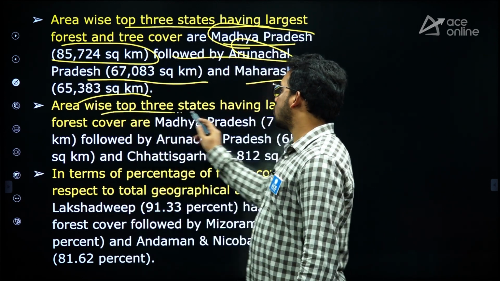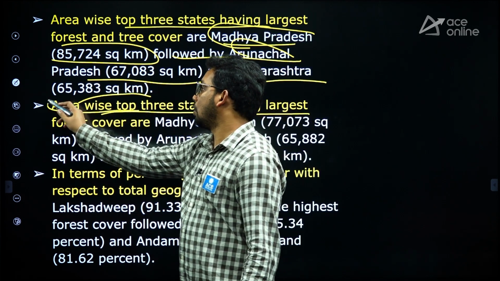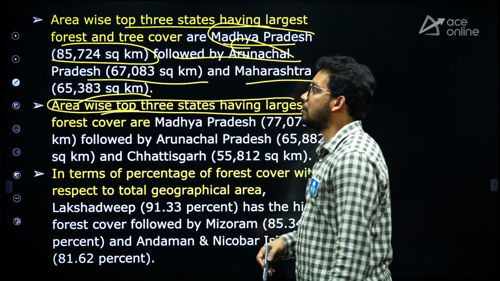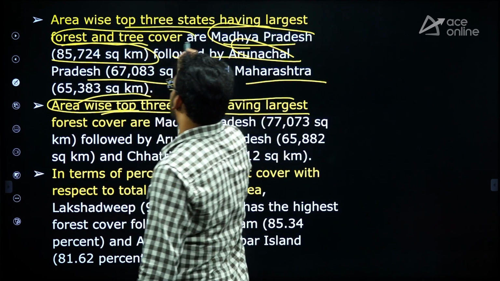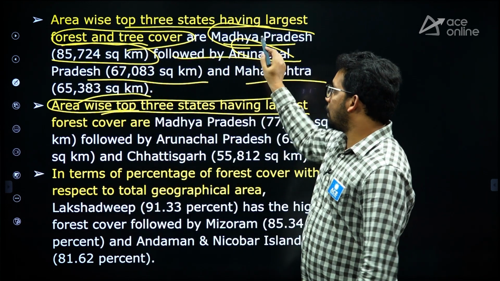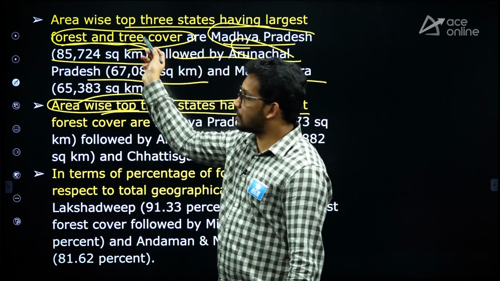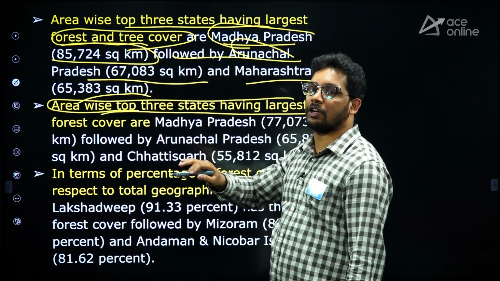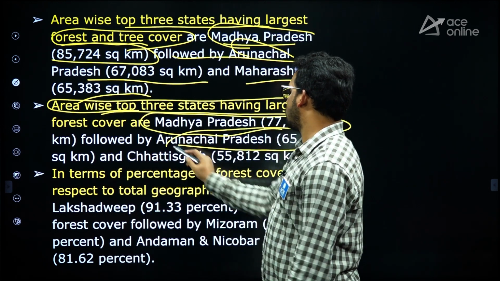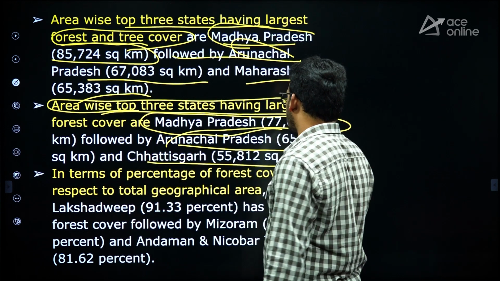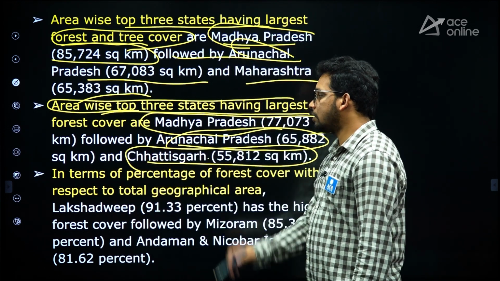Now area wise top 3 states having largest forest cover. This is the forest cover plus tree cover. Observe this. These 3 states, Madhya Pradesh, Arunachal Pradesh and Maharashtra, together forest and tree cover. But specifically if you take only the forest cover in terms of area, then again Madhya Pradesh, Arunachal Pradesh, same for 1 and 2, but Chhattisgarh comes into the picture here, right? So this is the top 3.